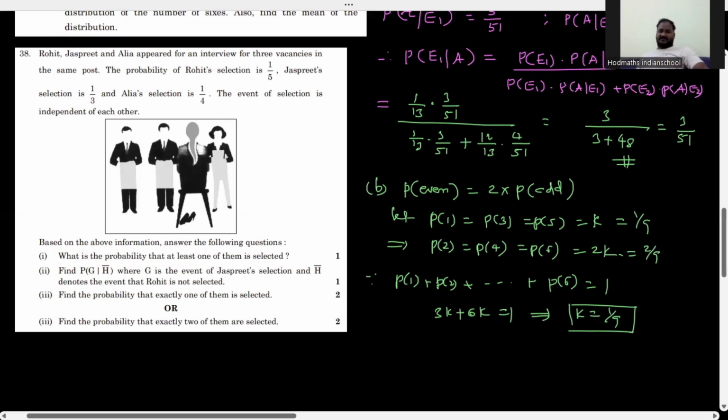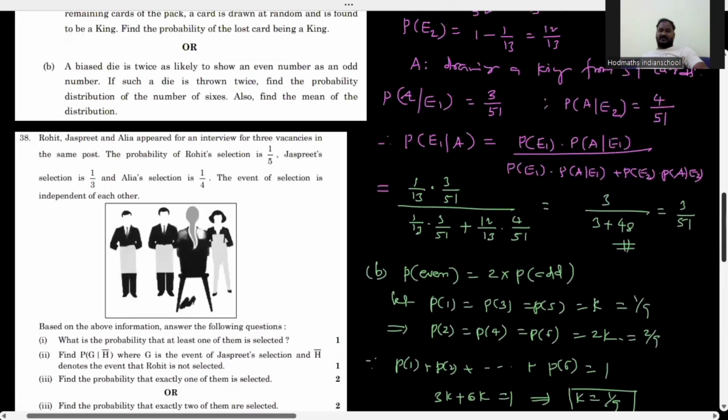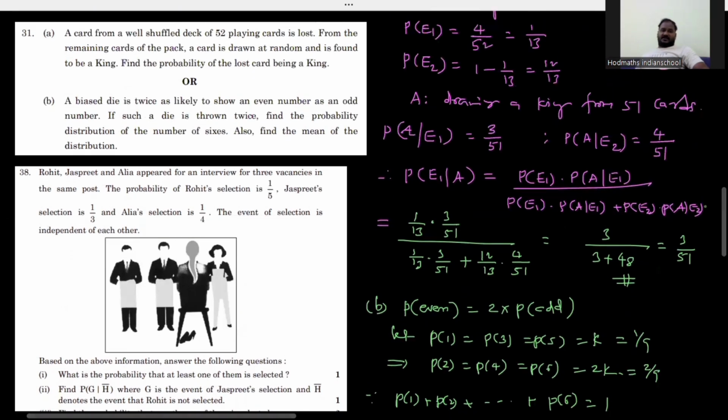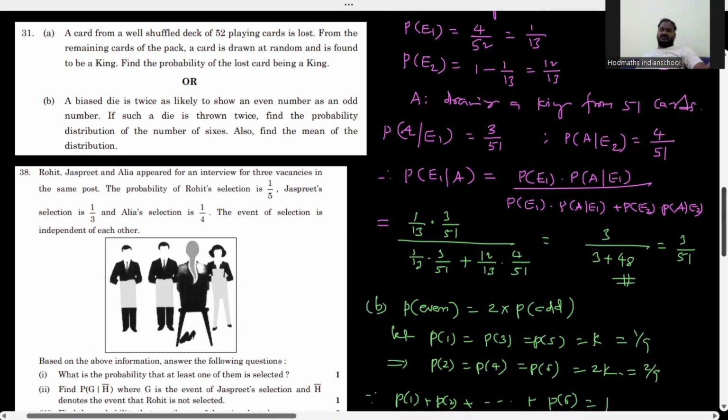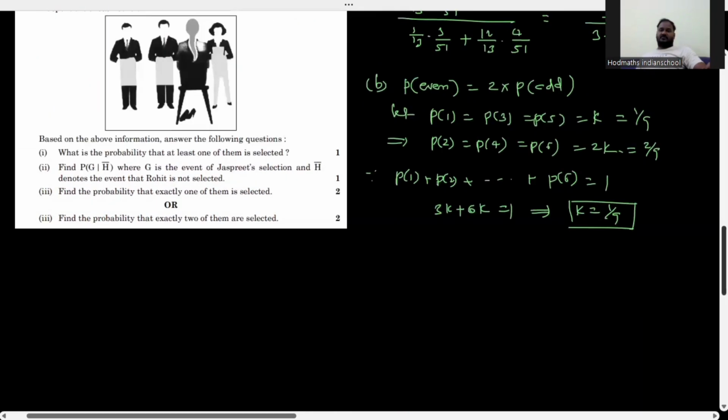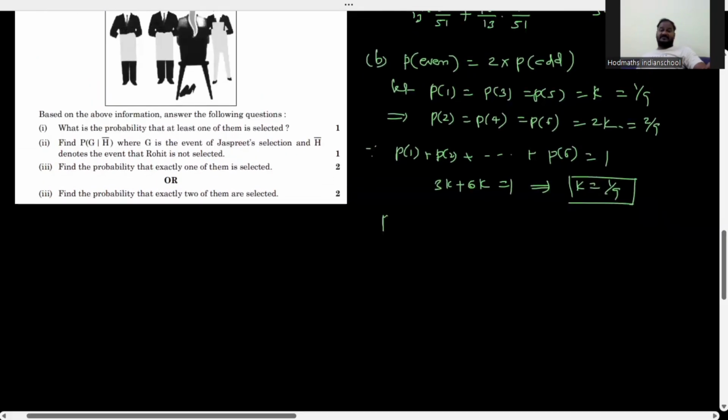This is the basic information. Now moving on to the given problem. So what is the problem given here? If such a die is thrown twice, the outcomes will be like 1, 1, 2, 2, 3, 3, 4, 4, and so on. Find the probability distribution of the number of sixes. Probability distribution of the number of sixes means, first of all, let us try to find the probability of getting a 6.